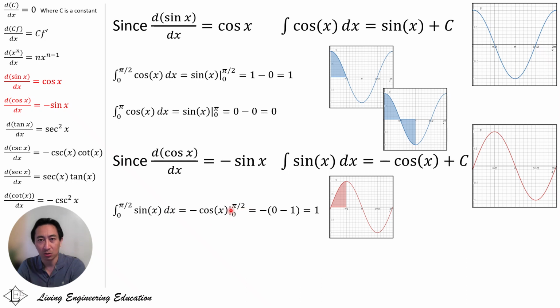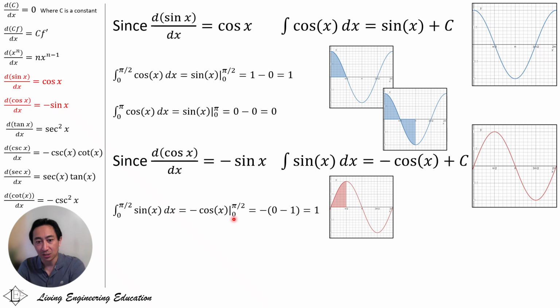At pi over 2, that's at 90 degrees. That's the positive y-axis. So the x value is equal to 0. So negative quantity 0, the upper limit, minus the lower limit. Cosine of 0 is equal to 1. That's along the positive x-axis. And you can see it here, right? So it's equal to 1 right there. So that's equal to 1. So this area here is equal to 1.